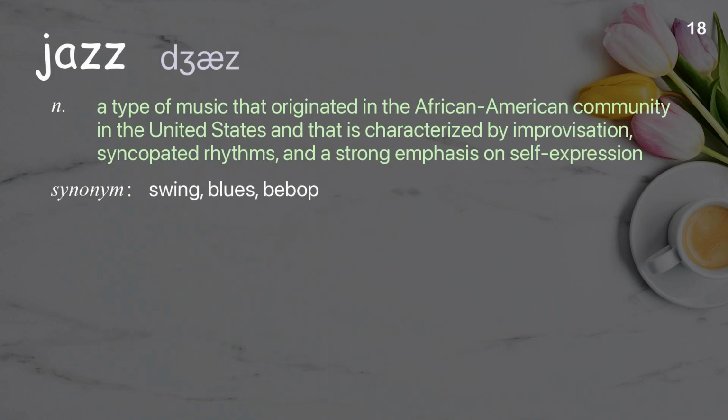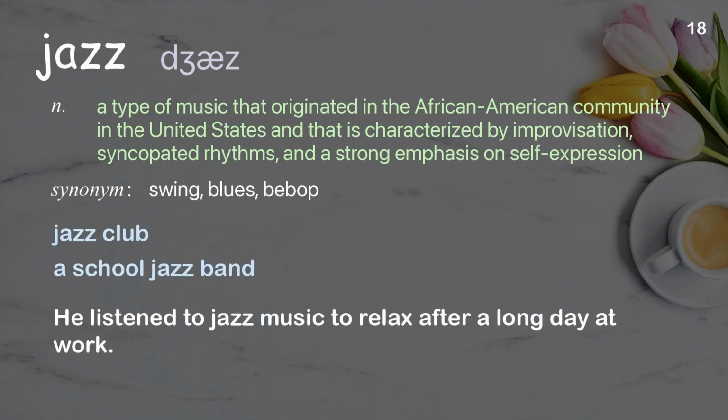Jazz. A type of music that originated in the African American community in the United States and that is characterized by improvisation, syncopated rhythms, and a strong emphasis on self-expression. Examples: Jazz club. A school jazz band. He listened to jazz music to relax after a long day at work.